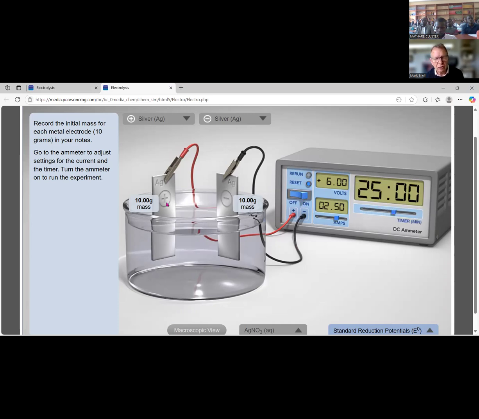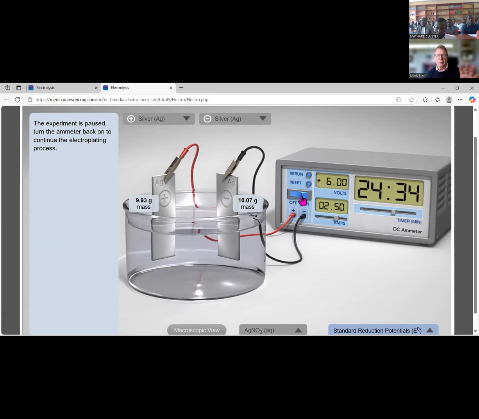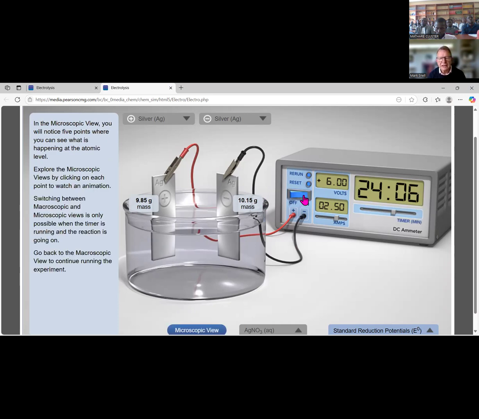Now, what I want you to watch, and this is what I would talk to my students about, I would say watch the masses. So I'm going to switch it on and run it for a minute and then stop it and say, look, what is happening to this one? This is the negative. What is happening to this one? It is getting greater, and this one's getting smaller. So I would then run it for a little while. Okay, so the one which is negative gets heavier, the one which is positive gets lighter.